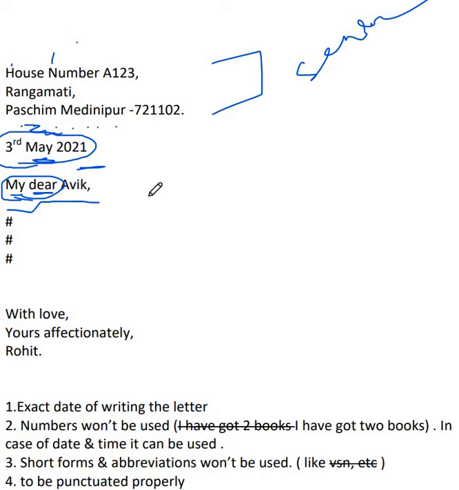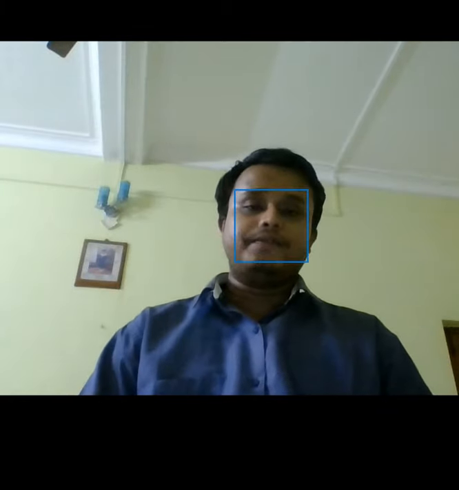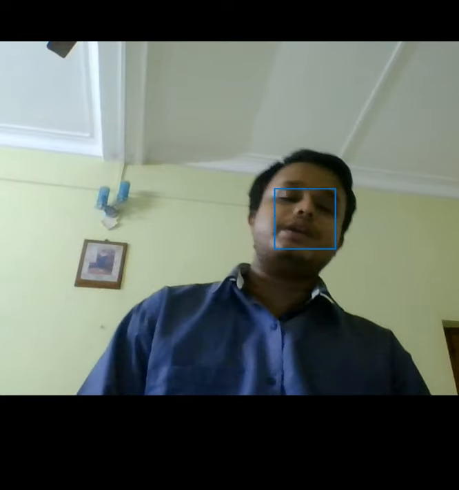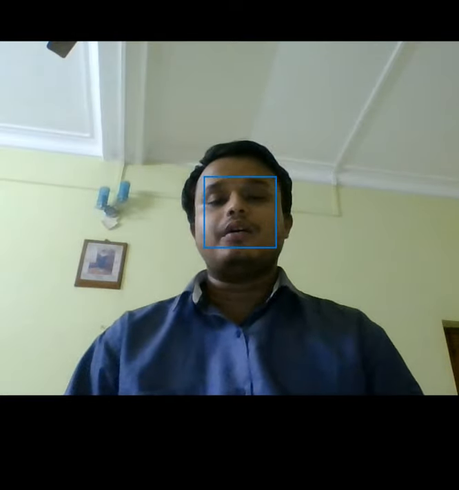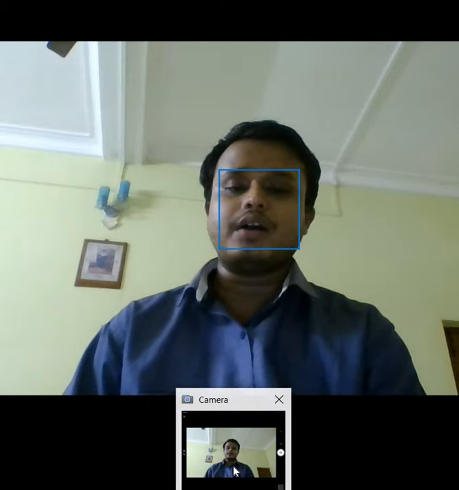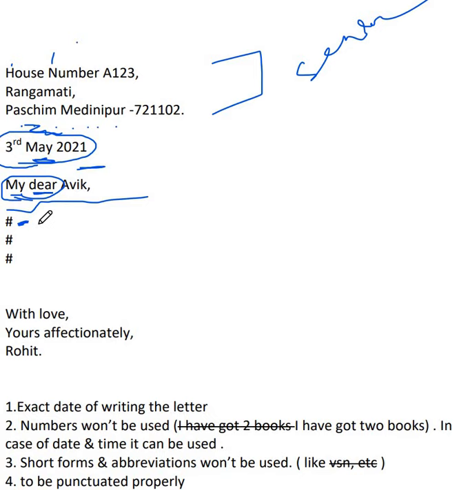And then again you give one line gap after the salutation, and then your introductory paragraph, or the first paragraph, will start. When you are writing this, you have to remember that the opening line of the introduction should not be a question. Suppose you are writing to your friend, you can't write how are you, or any sort of question like where are you, in the very first line. You can't do it. So remember that, and the opening line should be a pointer to the topic.